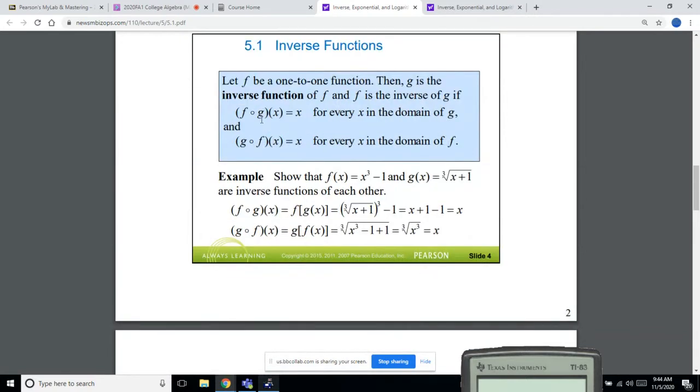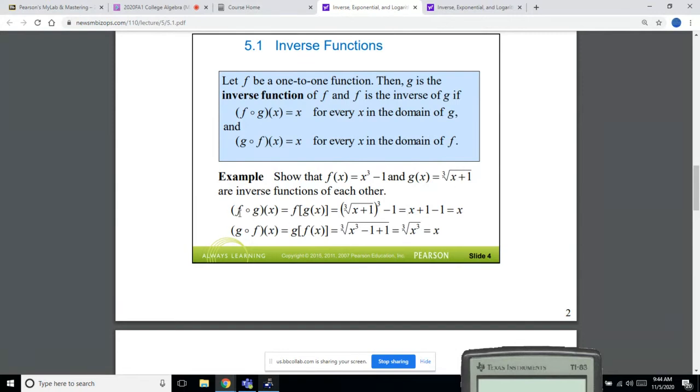Now we want to deal with compositions as they relate to inverse functions. What this means is if f is a one-to-one function and g is its inverse, then f circle g of x is equal to x, and g circle f of x is also equal to x. That's shown in this example. We're given 2 functions. f of x is x cubed minus 1, and g of x is the cube root of x plus 1.